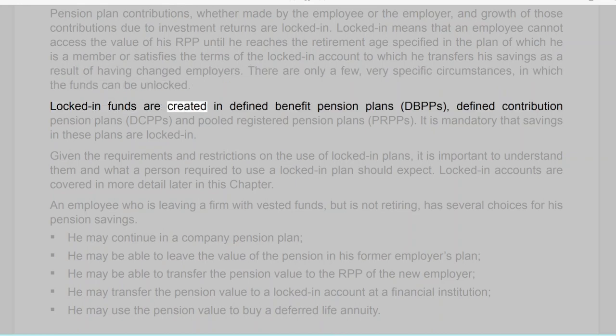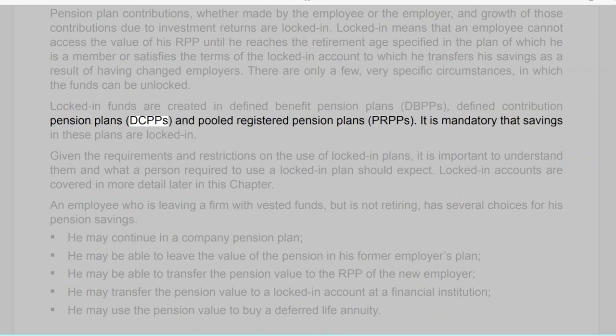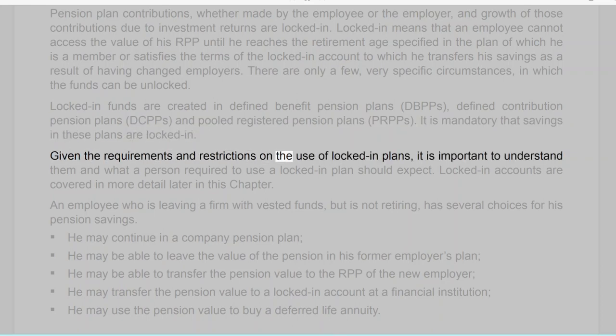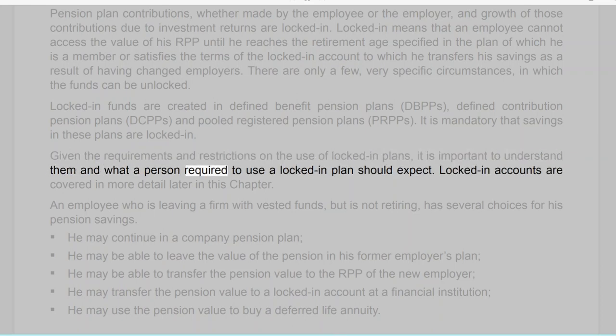Locked-in funds are created in defined benefit pension plans, DBPPs, defined contribution pension plans, DCPPs, and pooled registered pension plans, PRPPs. It is mandatory that savings in these plans are locked in. Given the requirements and restrictions on the use of locked-in plans, it is important to understand them and what a person required to use a locked-in plan should expect. Locked-in accounts are covered in more detail later in this chapter.